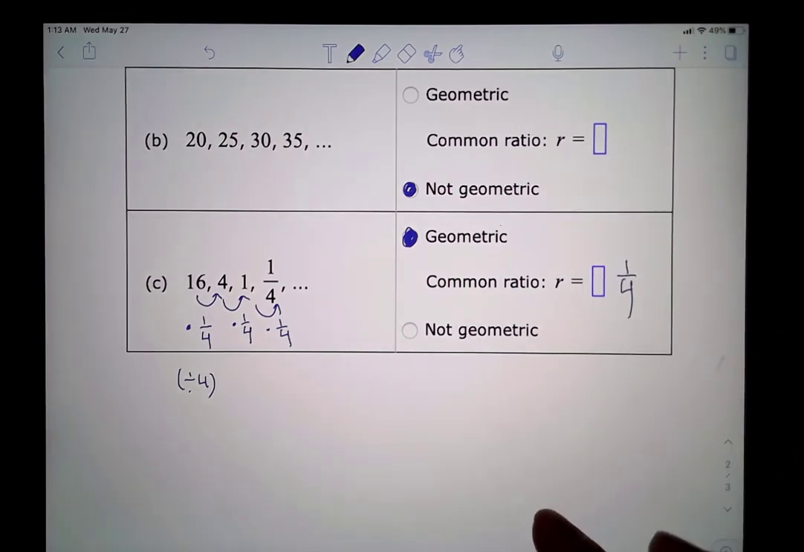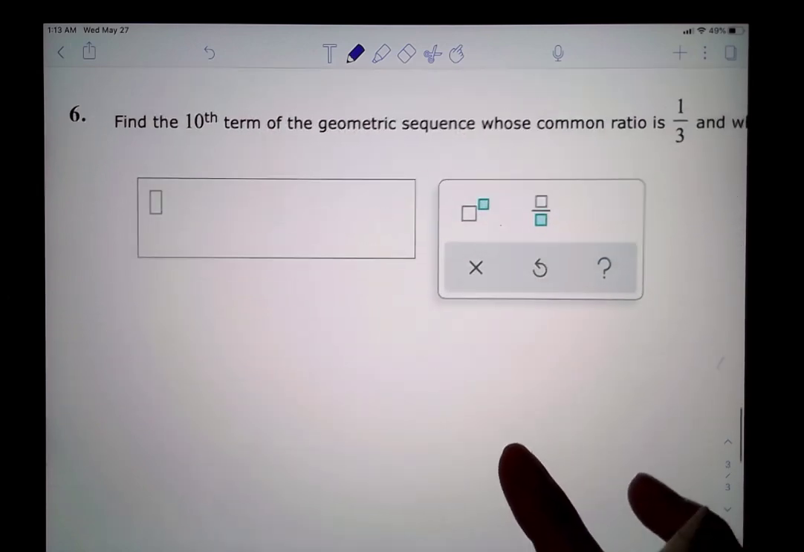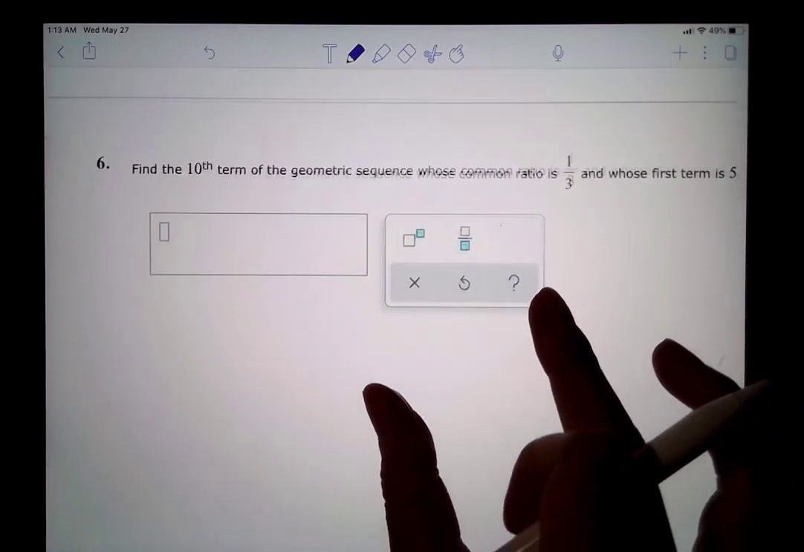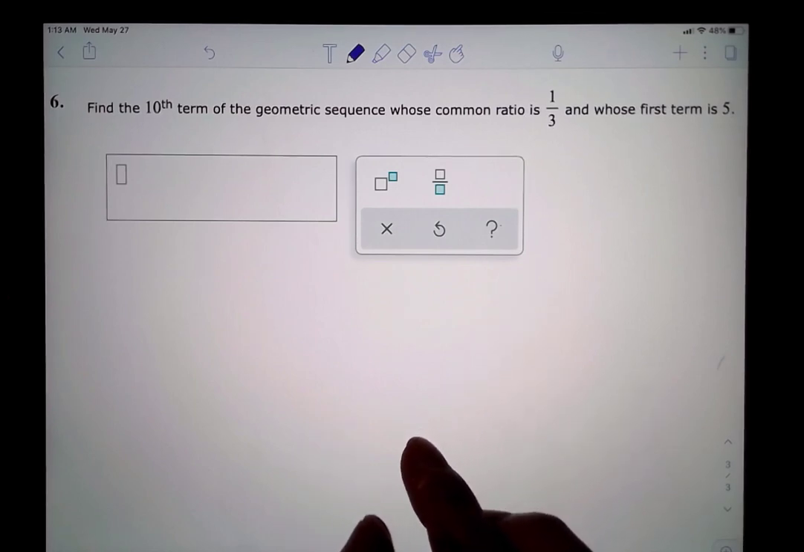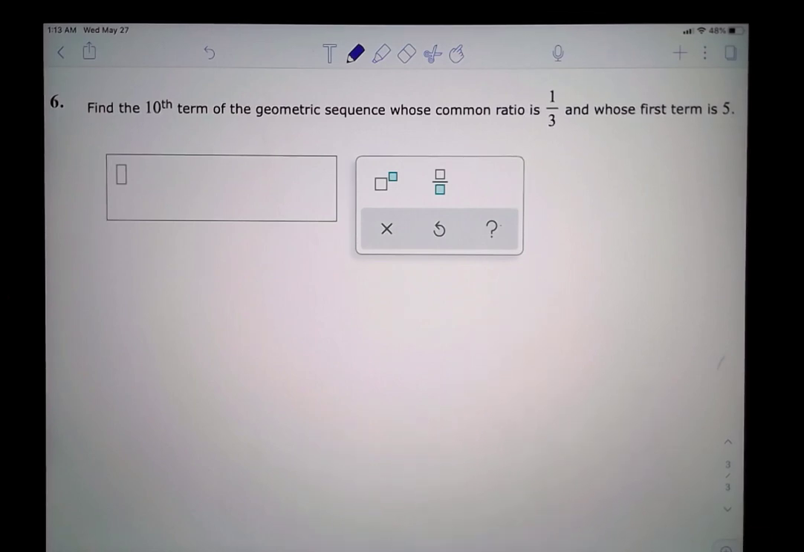Okay. And number 6. On the test, you have 10 problems. But this one, I just want to show you what type of question. And you have similar types of questions for some topics.